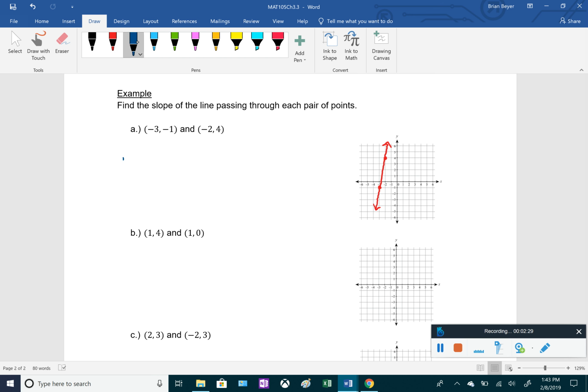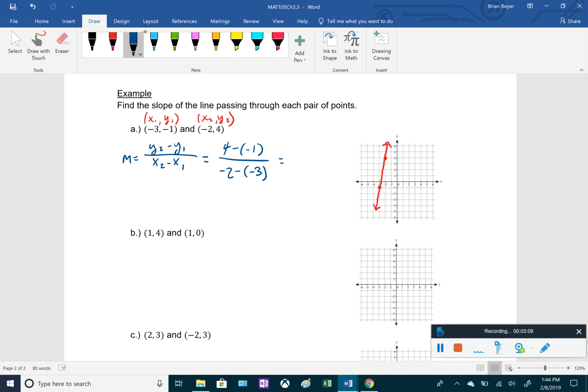Calculating the slope, the slope formula is y2 minus y1 over x2 minus x1. We get to decide which point is x1, y1 and which one is x2, y2. So let's make this one x1, y1, and we'll make the other one x2, y2. Once we have that, we're just going to plug in. So y2 minus y1, that's going to be 4 minus -1. You just have to be careful with the positive and negative signs. And then -2 minus -3.